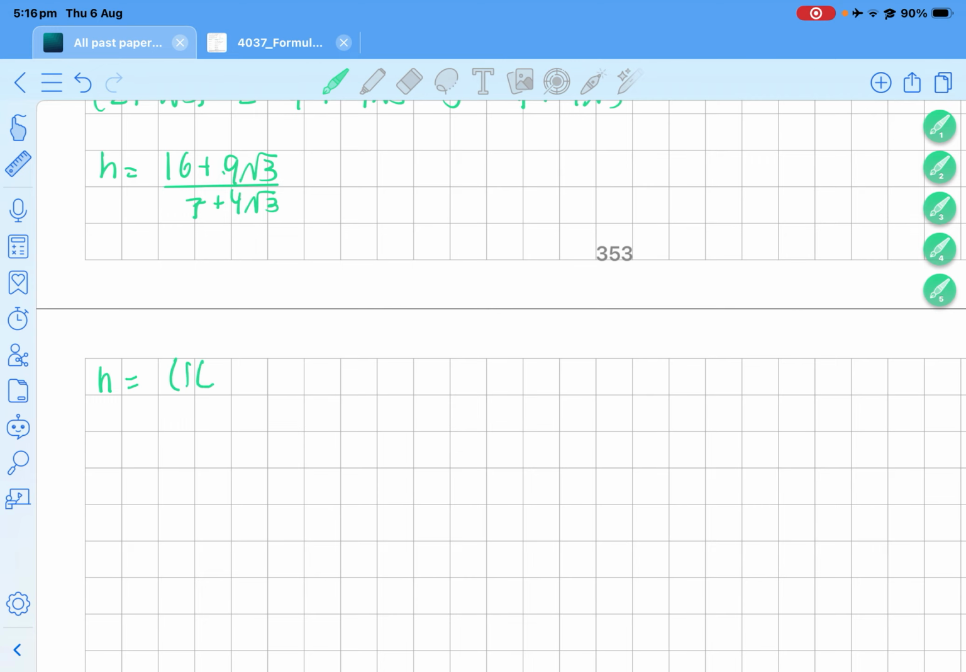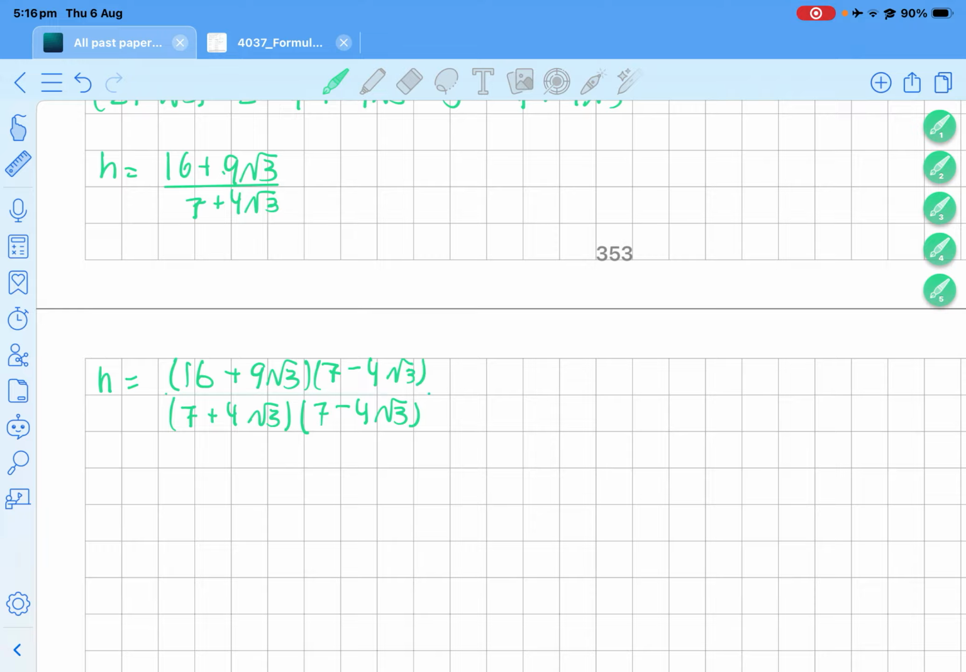Well, you write something like this on both sides. Now you see here there's a positive plus sign, so then you have to multiply it by the minus sign. Then you multiply both sides by 7 minus 4 root 3.